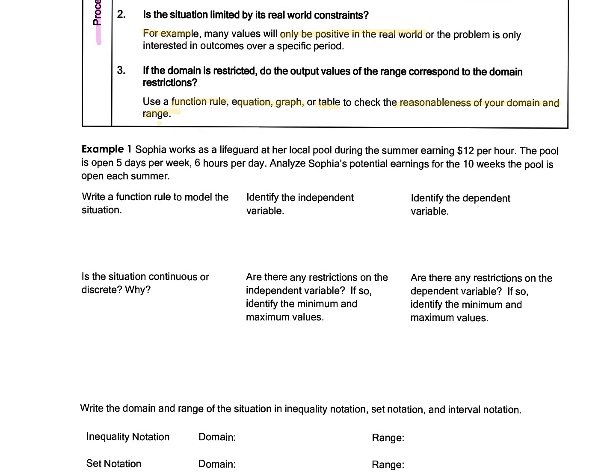It says Sophia works as a lifeguard at her local pool during the summer, earning $12 per hour. The pool is open 5 days per week, 6 hours per day. Analyze Sophia's potential earnings for 10 weeks. The pool is open each summer. We're going to write a function rule to model the situation. So function notation, we have f of x equals. So we are looking for a function rule to determine her potential earnings. So she's making $12 for every hour that she works. So we'll use an x there, and so that will be our function rule.